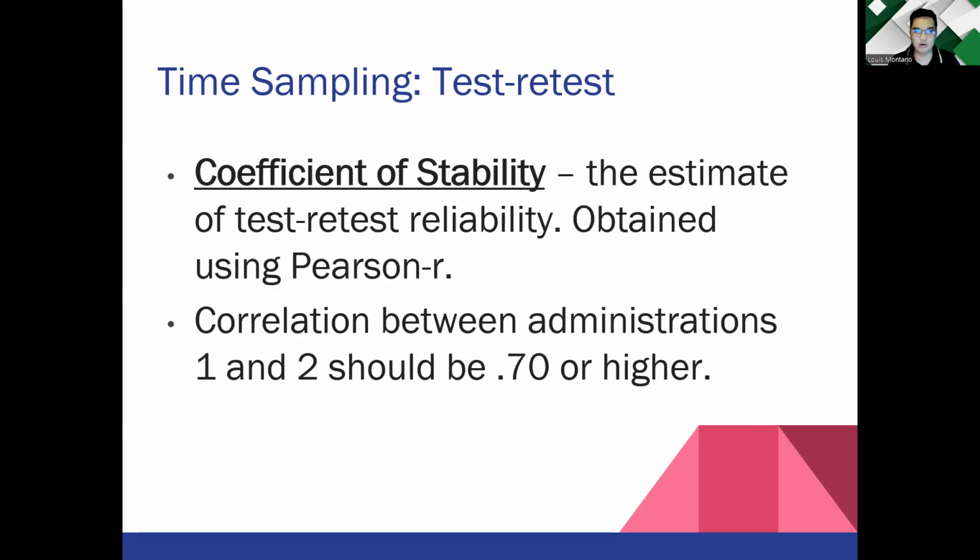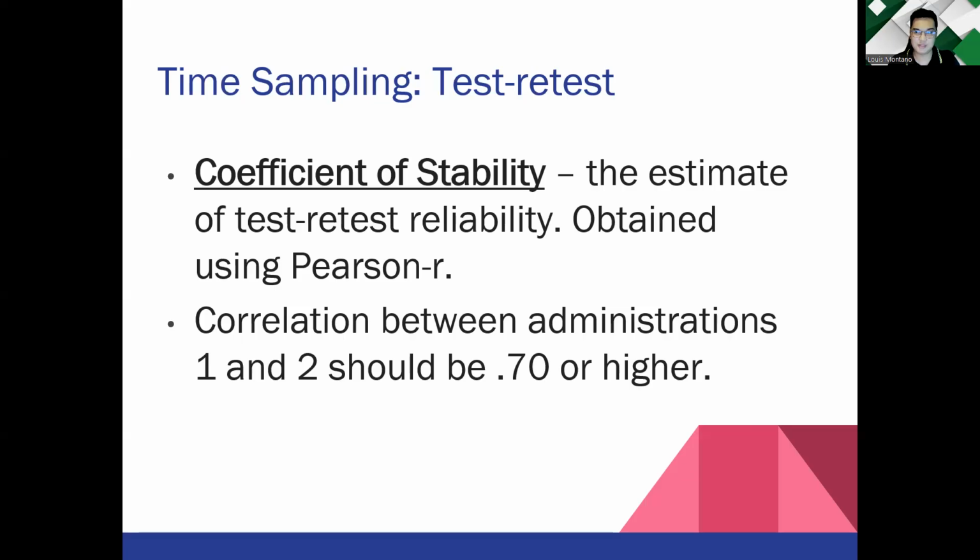So you will get the overall score for the first administration and the overall scores of the participants in the second administration. Now you correlate their score from the first and the second administration. And if there's a significant correlation, it means that the scores are stable across time. If nagbago yung score, edi questionable yung stability niya, meaning mababa yung test-retest reliability.